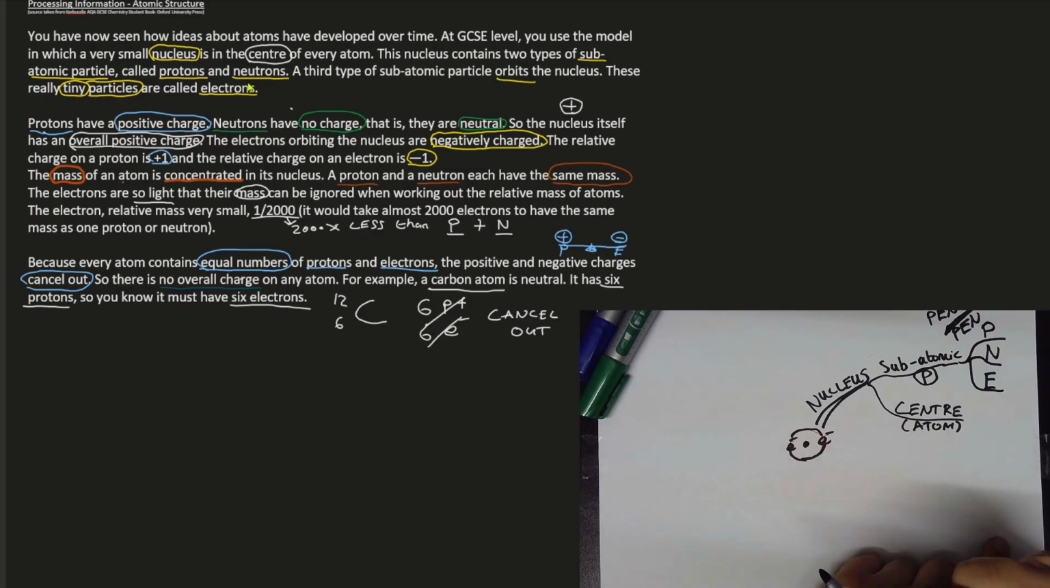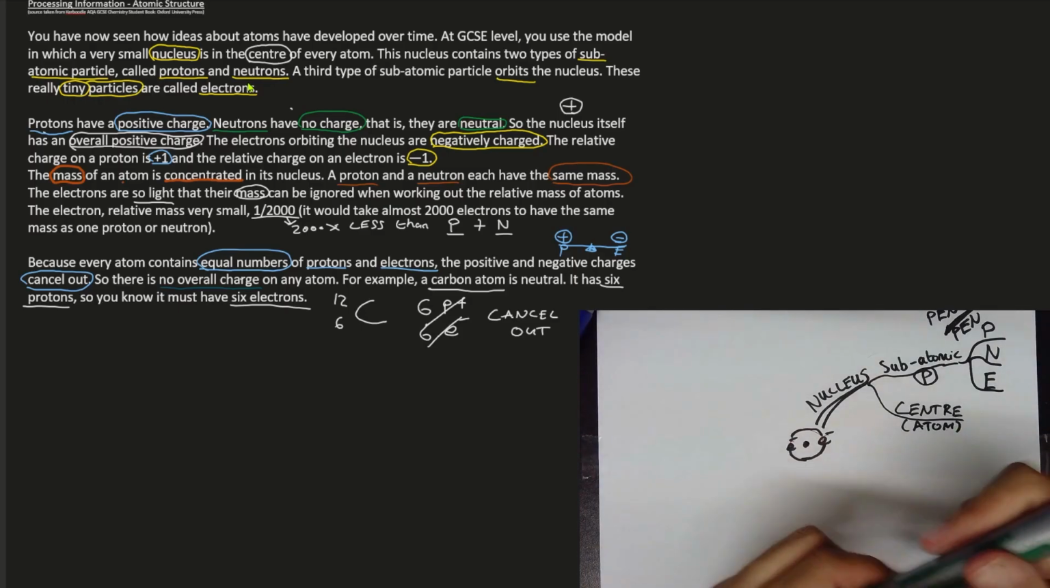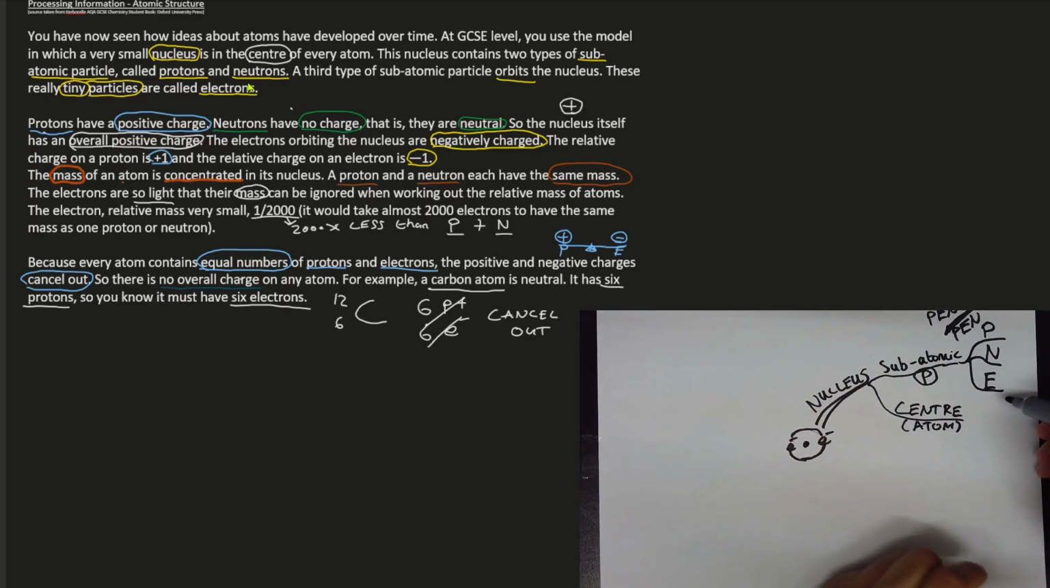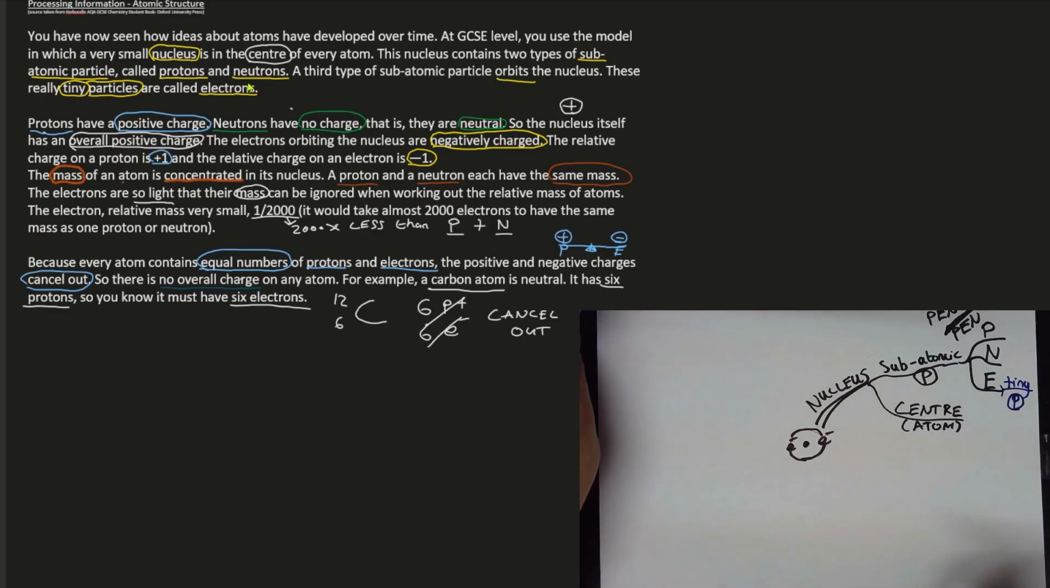Now, it says over here that the electrons are tiny particles. So you might want to write down the word tiny. So let's do that. Let's write down tiny. Okay, and the little p for particles. So we know that the electrons are tiny particles as well, compared to these two, which are clearly going to be much larger. Moving on to the next information paragraph.